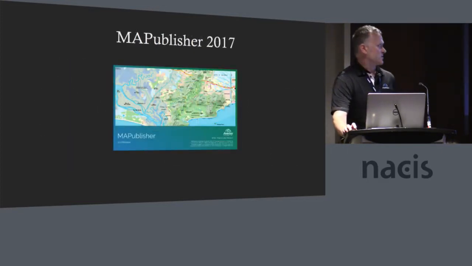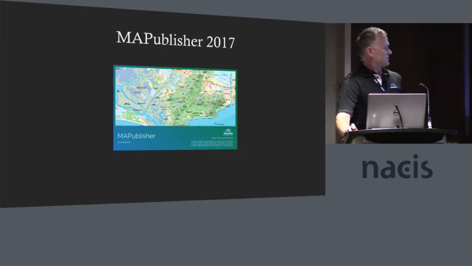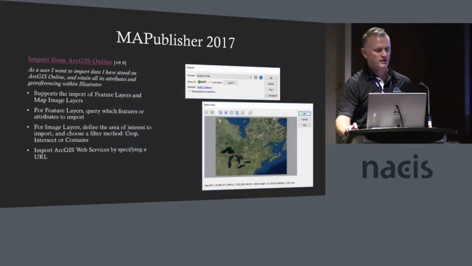So 2017, it's a really big year for us. MAPublisher 10 is probably the most feature-rich version we've had out to date. So we'll run through some of those highlights, but I'll start with 9.9.